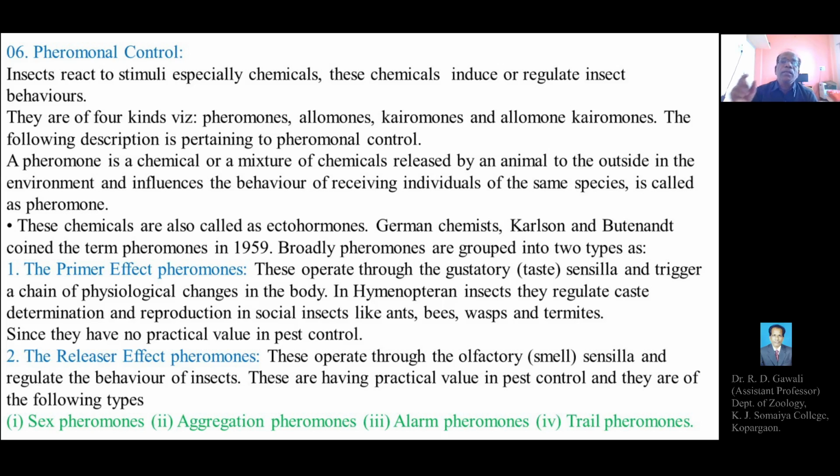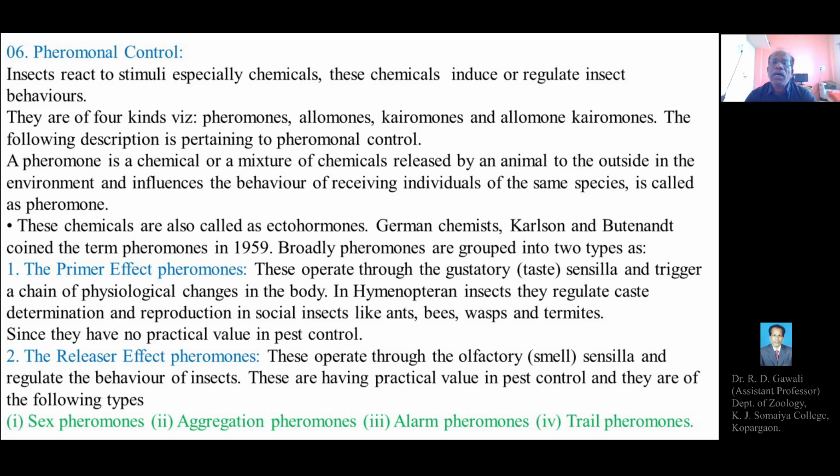And these chemical scents, or pheromones, have their influence or effect on the behavior of individuals of the same species. These chemicals are also called ectohormones. The German chemists Karlson and Butenandt coined the term pheromone in 1959.